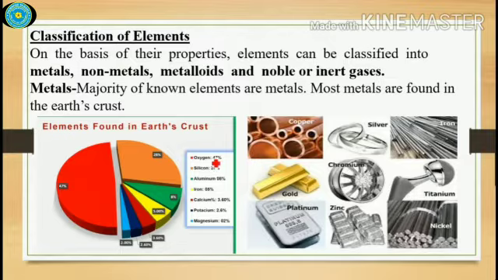And some of the metals or elements are present in the earth crust. For example, oxygen, silicon, aluminium, iron, calcium, potassium and magnesium. All these are present in the earth crust in their respective percentages. These are the common examples for metals: copper, silver, iron, gold, zinc, nickel, etc.